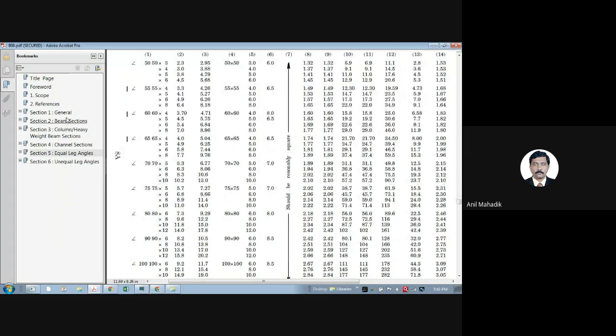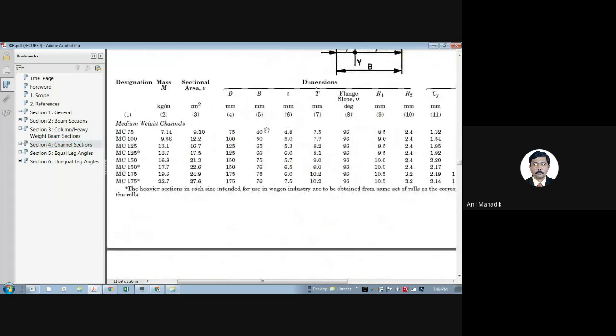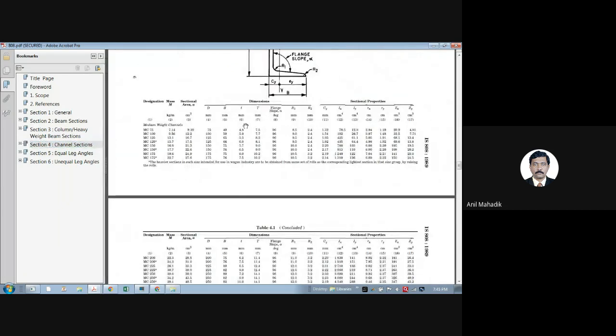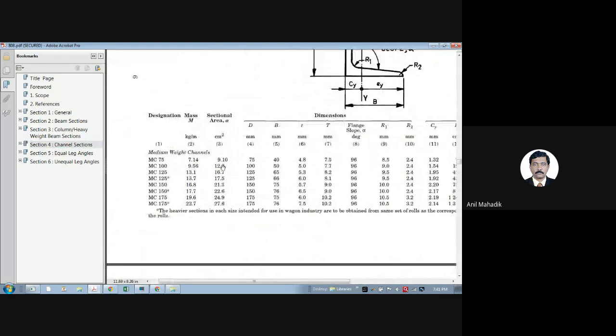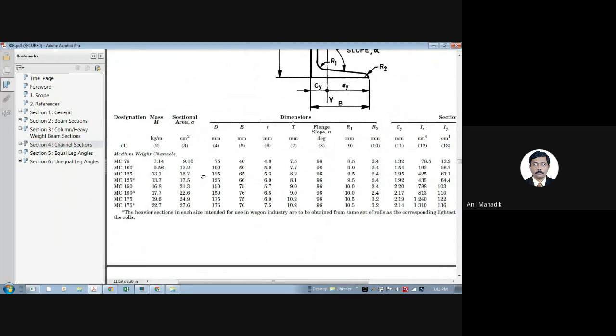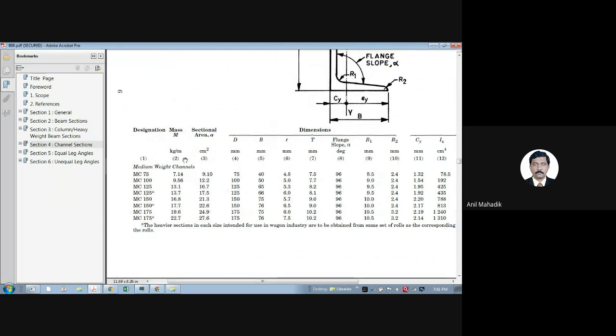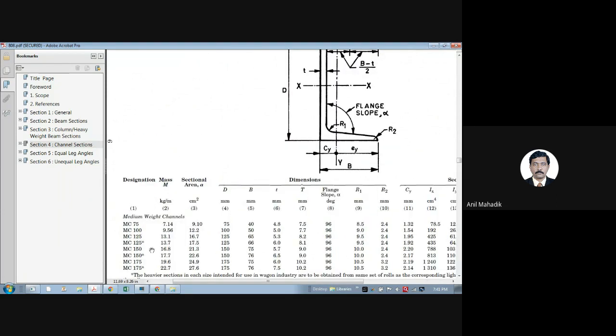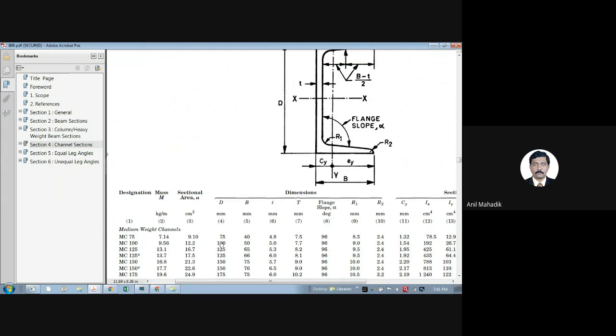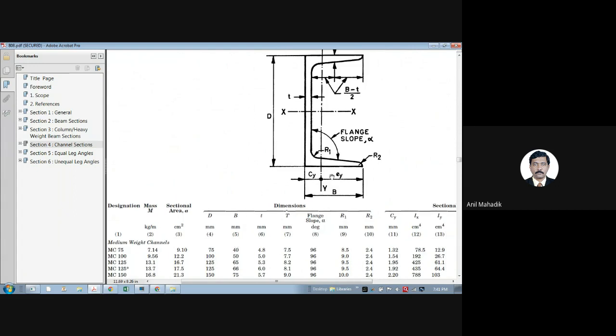Let's choose a channel section. I'm asking you, if you are using the channel section as a compression member. Here in the steel table we have the mass given, that is kg per meter, for channels MC 75, MC 100. We have the cross-sectional area given in cm square. MC 100 is 12.2 cm square. Then D means depth of beam, B means width of channel, then thickness of web, thickness of flange.